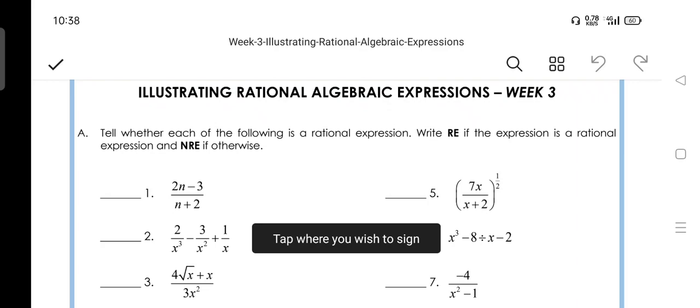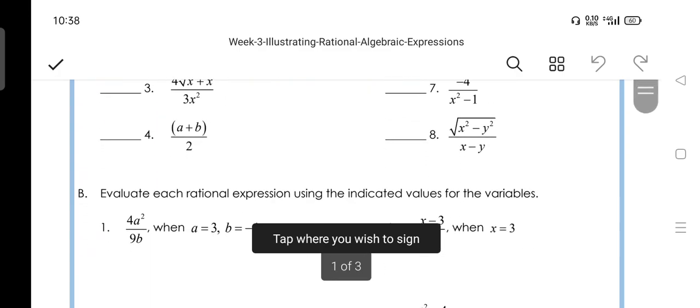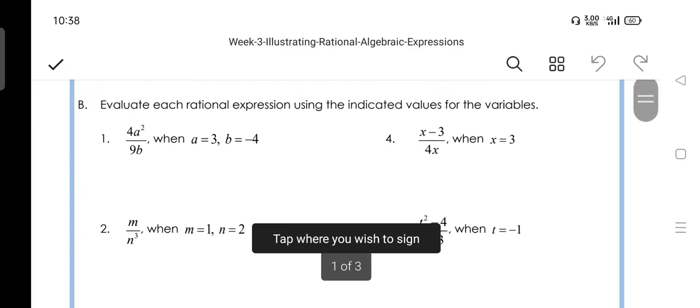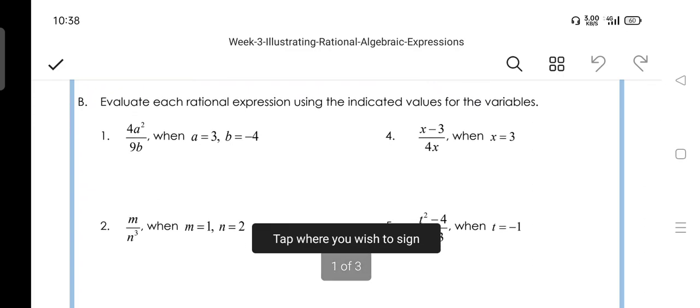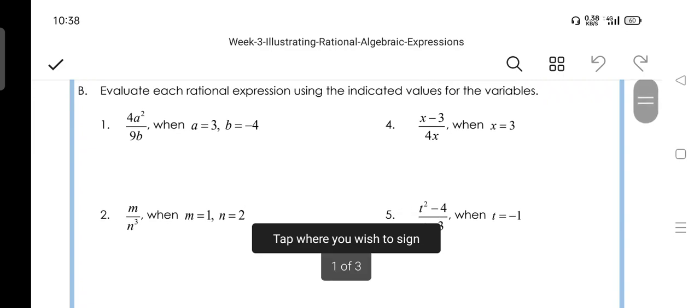This time we're going to continue our discussion on your week 3 worksheet on illustrating rational algebraic expressions. And this time we're going to discuss letter B on how to evaluate each rational expression using the indicated values for the variables. So when we evaluate a rational expression, we simply substitute the given value to each variable.